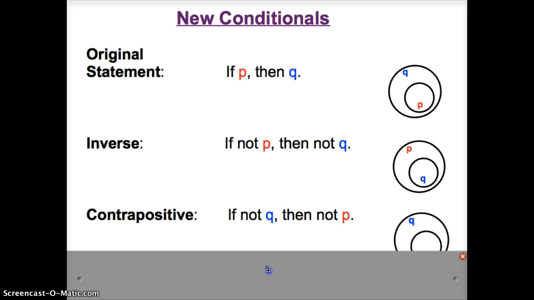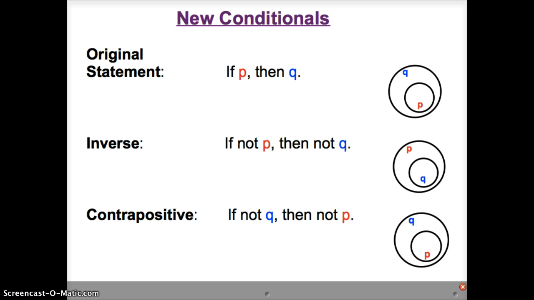The contrapositive of a given statement would be to say, if not Q as the hypothesis, then not P. Meaning, if we look at the Venn diagram, if something is not in the Q circle, it's definitely not in the P circle. Now notice the two Venn diagrams for the original statement and the contrapositive statement, they're the same.